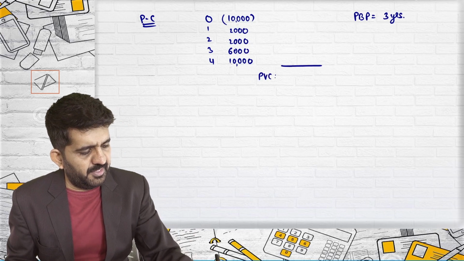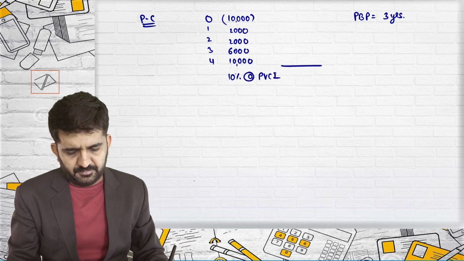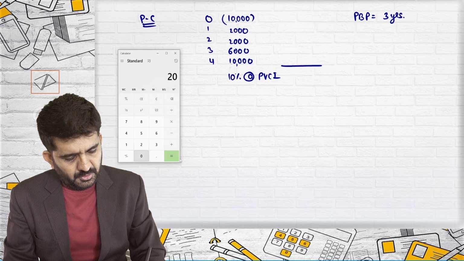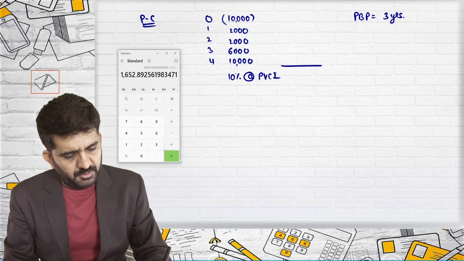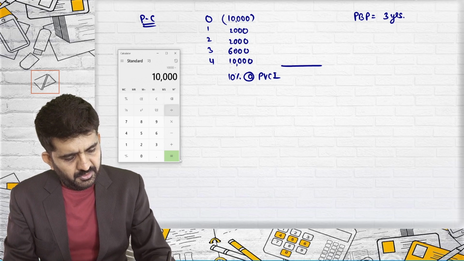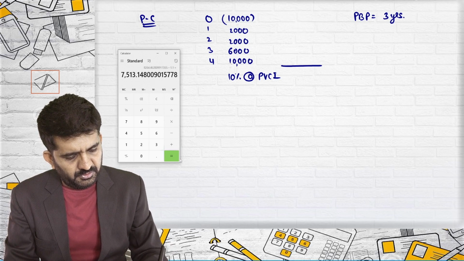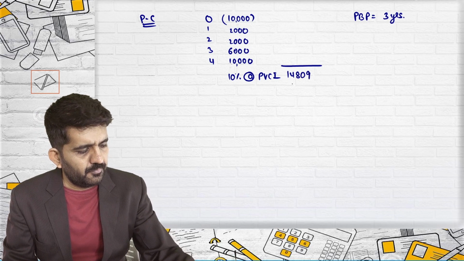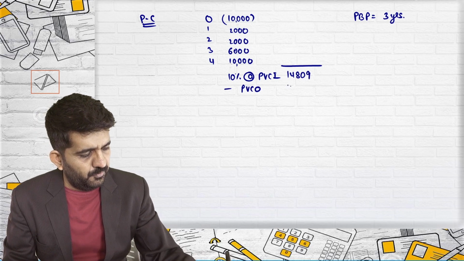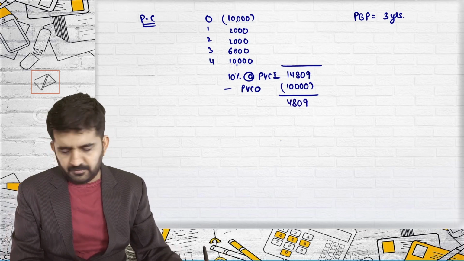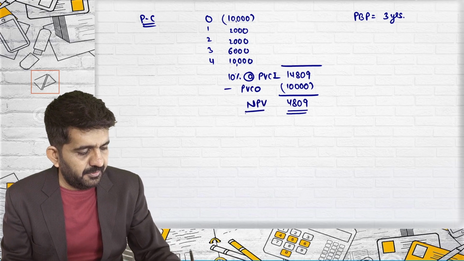I need to find out the present value of cash inflow at the rate of 10%. 2000 divided by 1.1, M plus. 2000 divided by 1.1, M plus. 6000 divided by 1.1, M plus. 10,000 divided by 1.1, M plus. MRC is 14,809, minus present value of cash outflow, 10,000, will be my NPV.